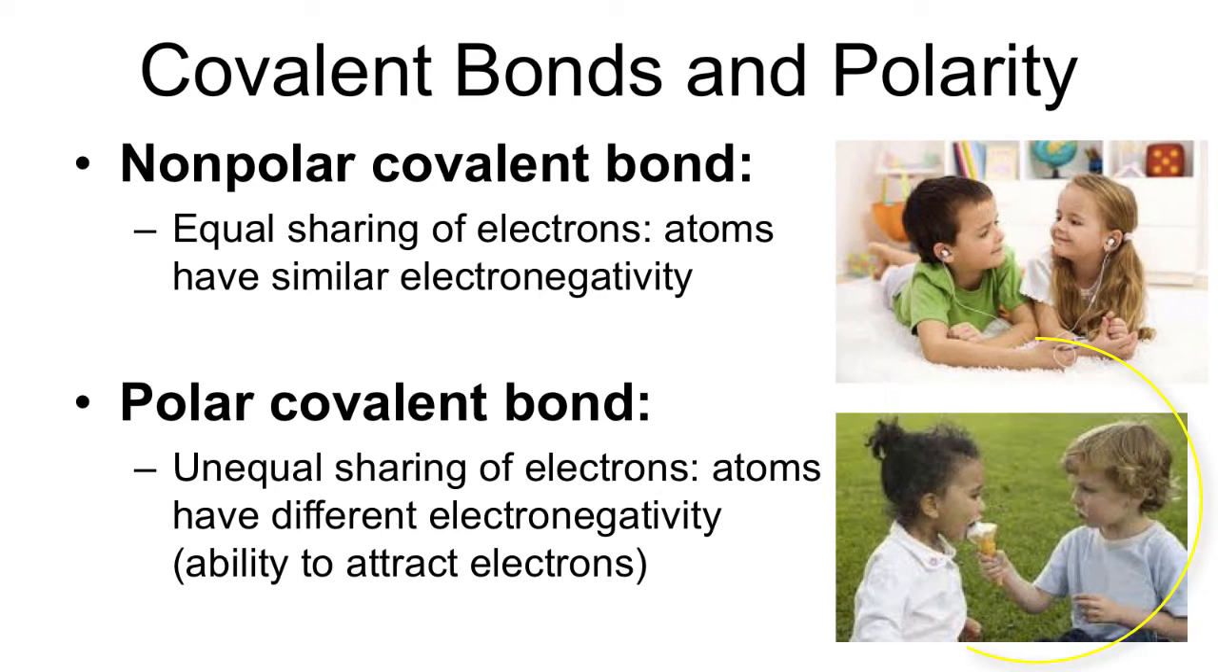On the bottom, however, you can have unequal sharing. Now, these 2 kids are sharing the ice cream cone, but it's not really an equal share. He's holding the cone. She doesn't get to have her hand on it. So he gets to choose how many licks she gets versus how many licks he gets. And it probably won't be equal. So a polar covalent bond is when the atoms are sharing electrons, but they're sharing it in an unequal manner.